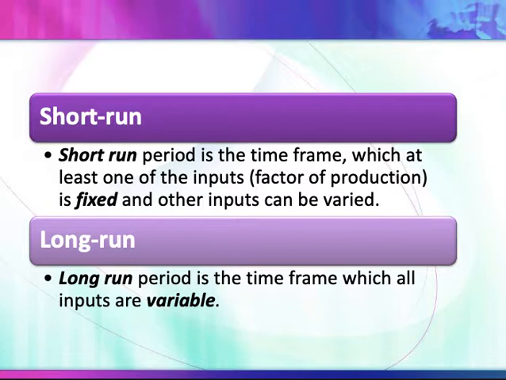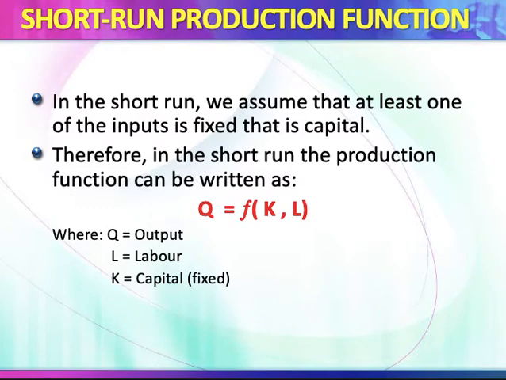Okay, so now we go one by one to short run production. In the short run, we assume at least one of the inputs is fixed, and usually we assume capital is fixed. So in the short run, Q equals a function of capital and labor.